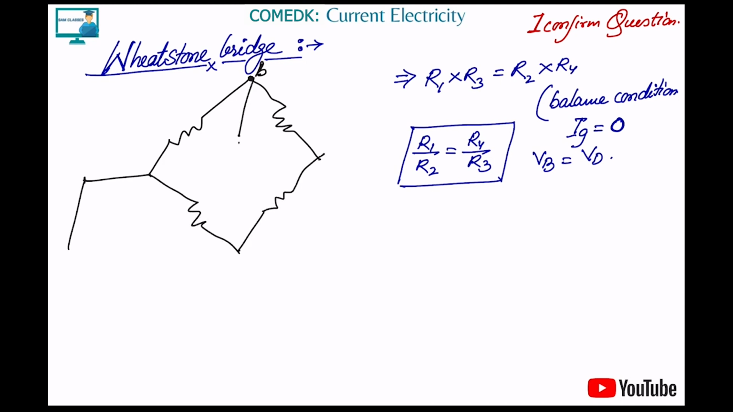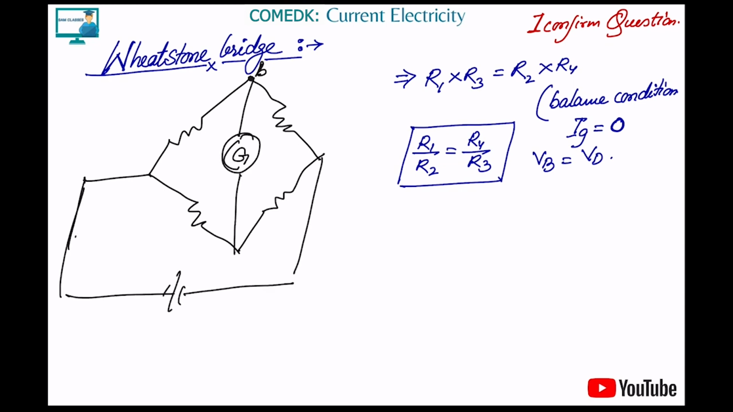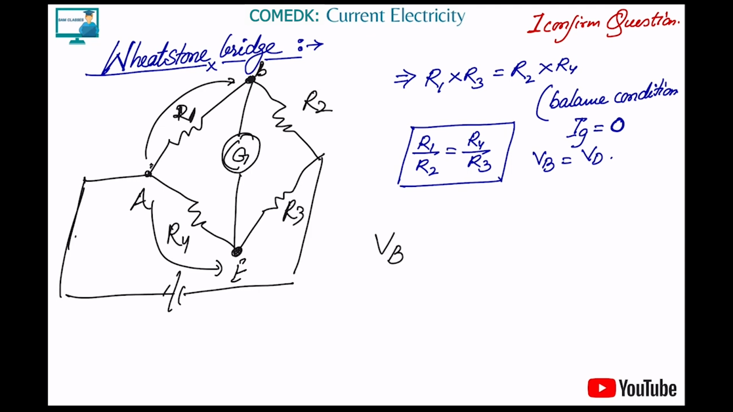Now, mostly the question which will come will be using the balance condition. What is that balance condition? Let me tell you. This is a battery here. Let's say point A. Now, when I went from A to B and when I went from A to E, because this one is resistance, let's say in this case R1, R2, R3, R4, the potential here at VB and the potential here at VE, these two potentials are equal.